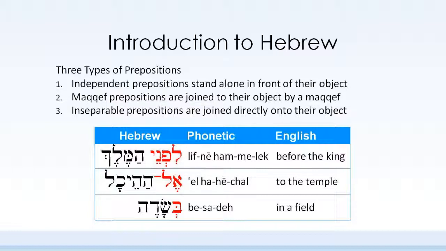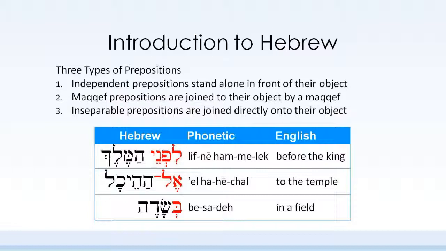The first prepositional phrase is lifnei hamelech, which means before the king. In this prepositional phrase, lifnei is the preposition before. Hamelech is the Hebrew word for the king. This is an example of an independent preposition.